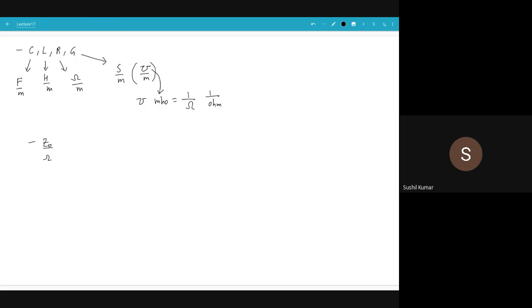And then Z naught. You will also learn about Z naught. That's in ohms. That's characteristic impedance. These are a few parameters which we will talk about a lot. These are called primary parameters of transmission lines. They are capacitance, inductance, resistance, and what else? What is G? C, L, R, and G. G is Siemens per meter, conductance per unit length.